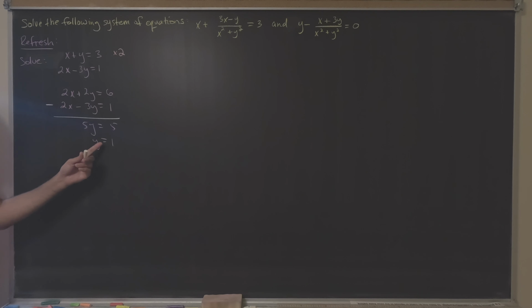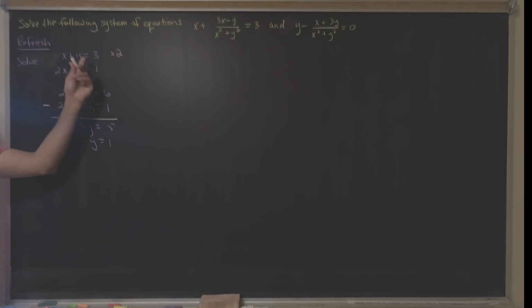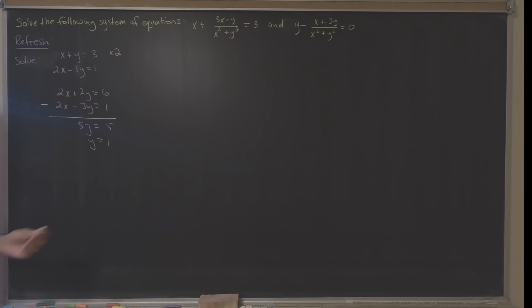We can then take this, substitute it back into one of these original two equations, and determine x. So that's typically what we do. We multiply one or perhaps both of the equations by a suitable integer. But in today's problem, we're going to do something perhaps not so common.